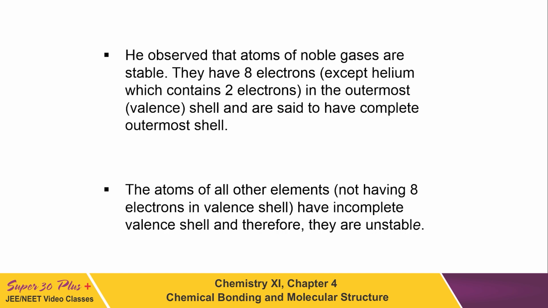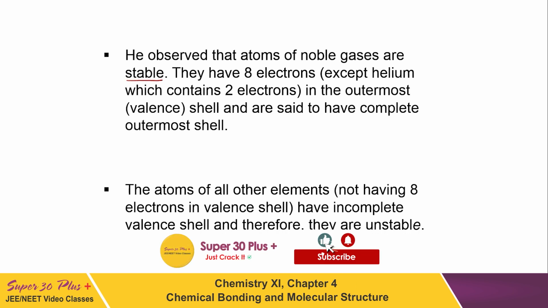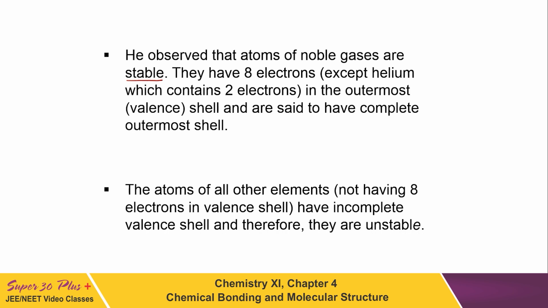So we found that atoms of noble gases are stable. Question is, why are the atoms of noble gas configuration stable? And the reason is very simple: they have 8 electrons in their outer shell. Having 8 electrons in the outer shell makes them stable. So now we came to know that all species which have 8 electrons in the outer shell will be stable, and that is called the octet rule.